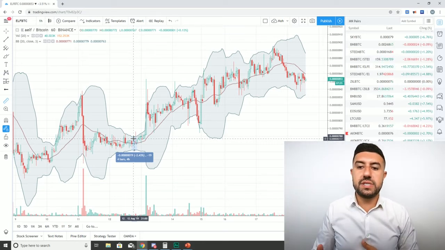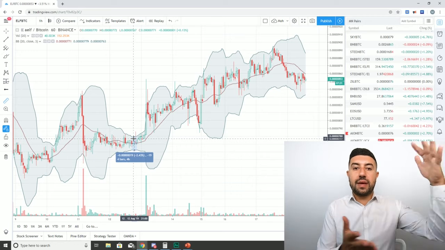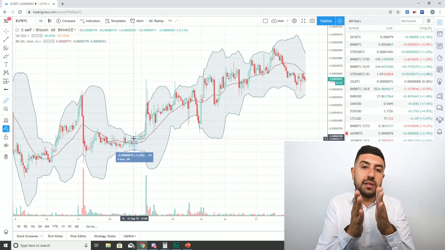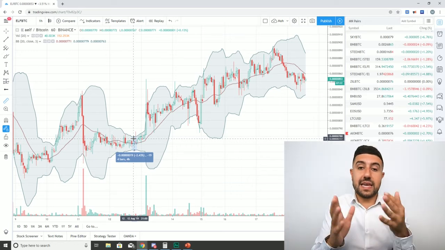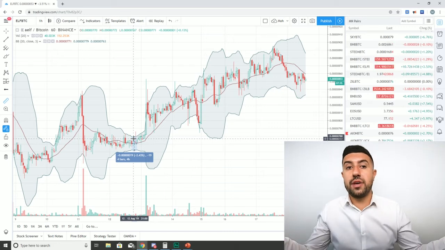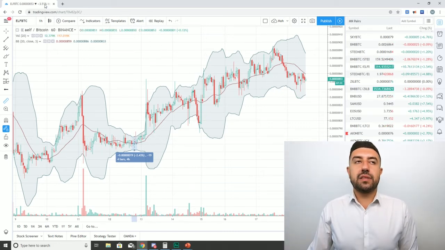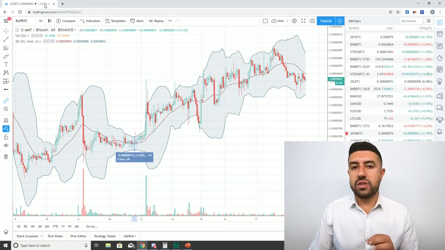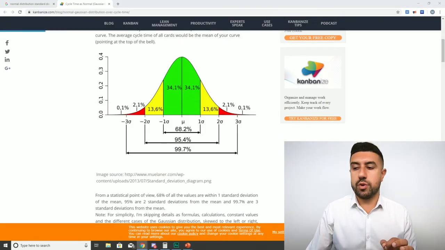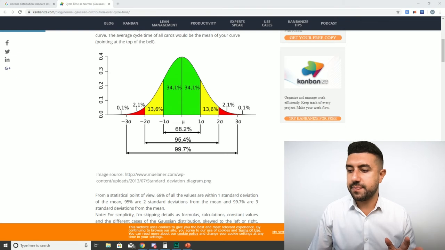So for different cryptocurrencies, if one is more volatile, the bands will be wider. If one is less volatile, they'll be tighter. And if that same cryptocurrency becomes more volatile, it'll widen up and narrow again. Now the percentages that I gave you aren't actually going to work in cryptocurrencies or in any financial market.